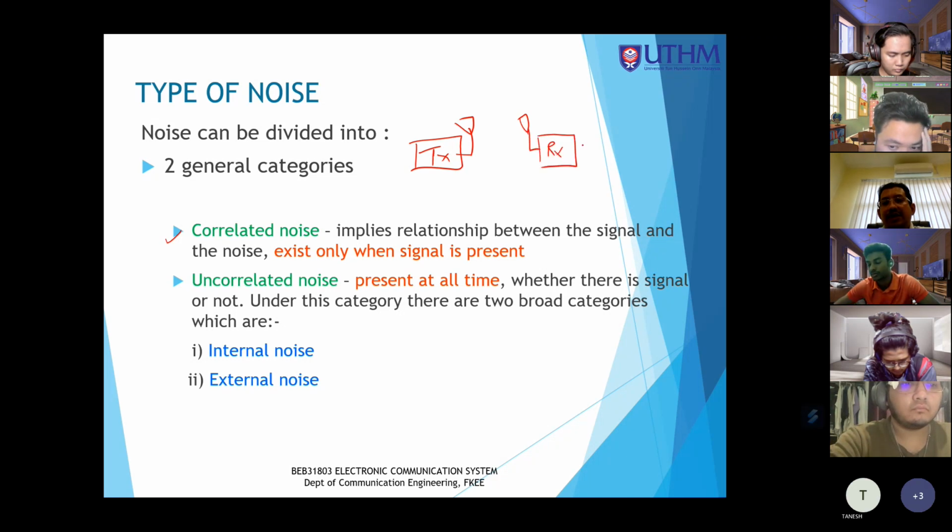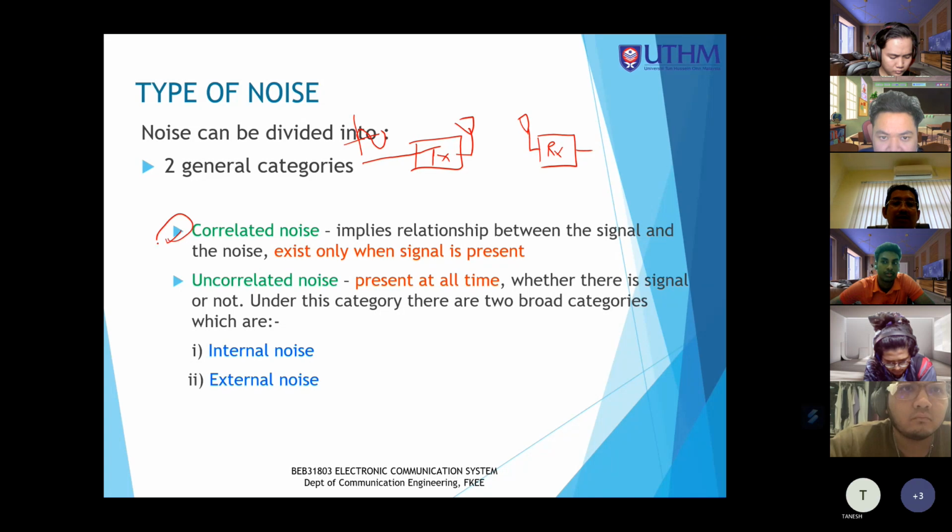Okay, kita ada transmitter dan kita ada receiver. So if let's say there's a signal to the input, okay, so jika ada input signal, maka dia akan ada output. So oleh itu kita boleh katakan bahawa correlated noise wujud dalam sistem itu. Okay, so correlated noise hanya berlaku sekiranya ada signal. Okay, sekiranya ada input signal.